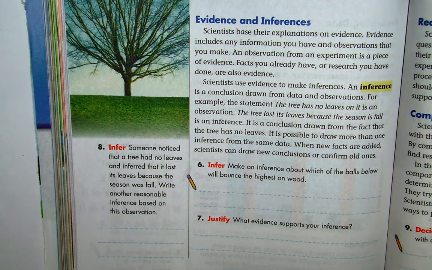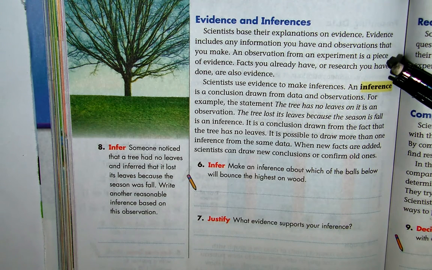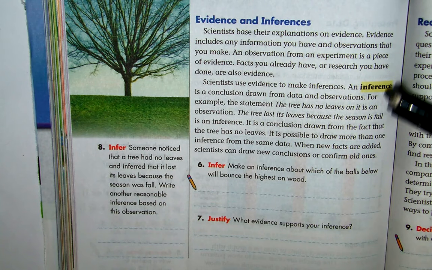Scientists base their explanations on evidence, and evidence includes any information you have and observations that you make. An observation from an experiment is a piece of evidence. Facts you already have or research you have done are also evidence. Scientists use evidence to make inferences. An inference is a conclusion drawn from data and observations.